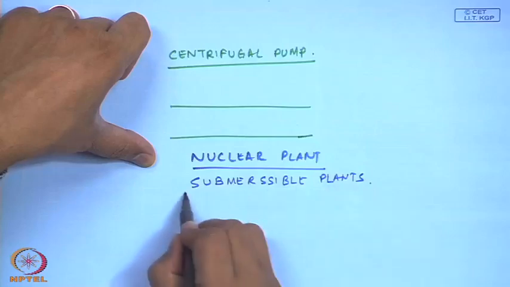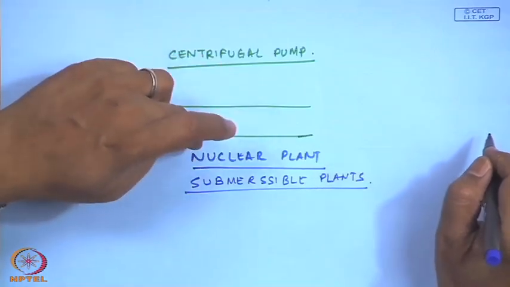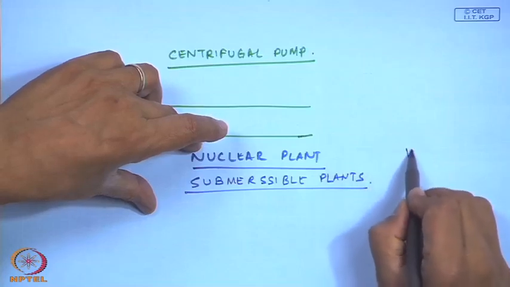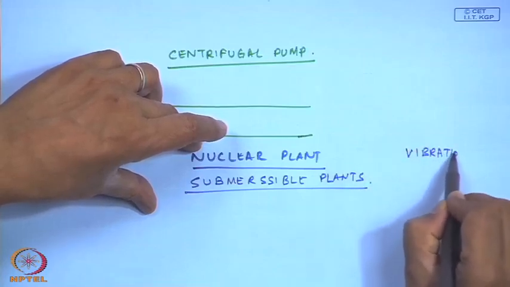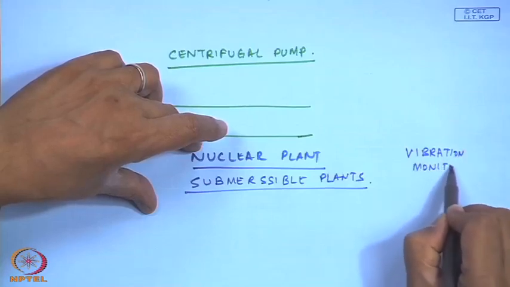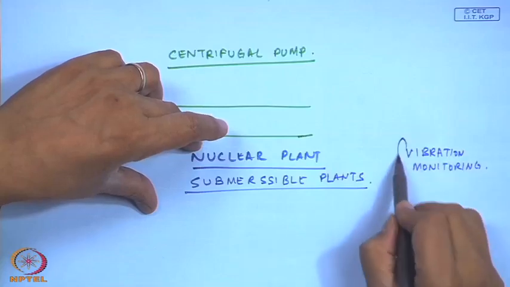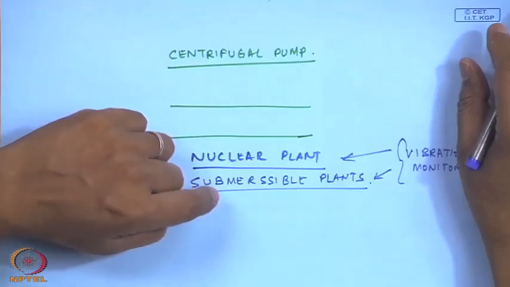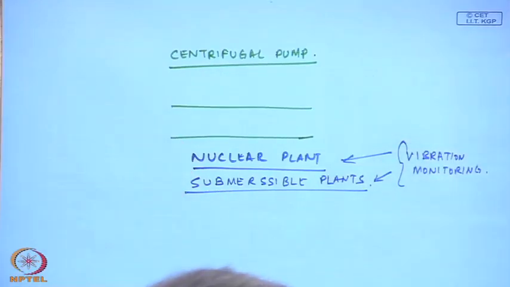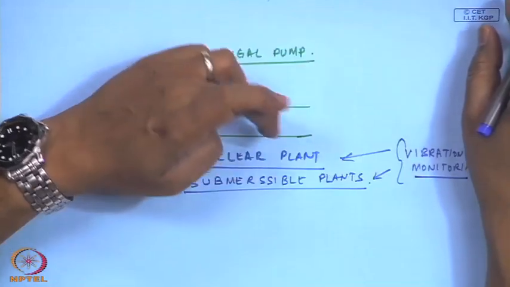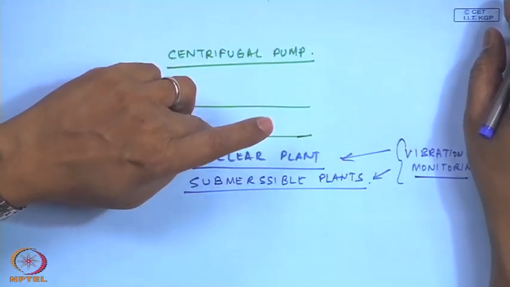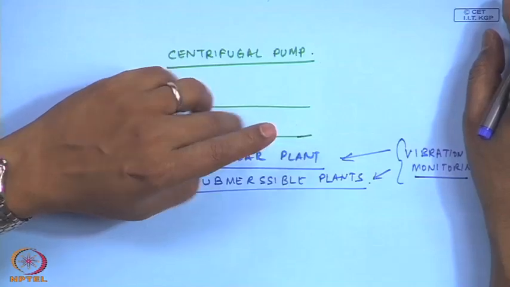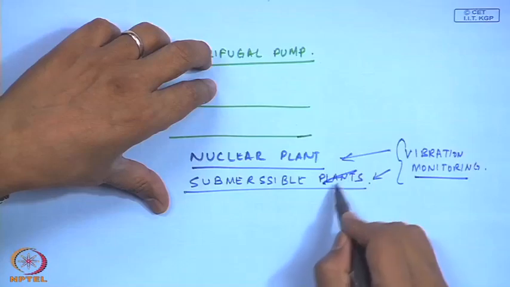I will pose a challenge to everybody right now. We have studied vibration monitoring in detail in this course, but can it be applied in nuclear plants and submersible pumps? Because to install a transducer, I cannot go inside a nuclear plant. I cannot go underground and mount a transducer on the submersible pump. So, these are issues, and we will see how this can be done: pump diagnosis in a nuclear plant and submersible pumps.